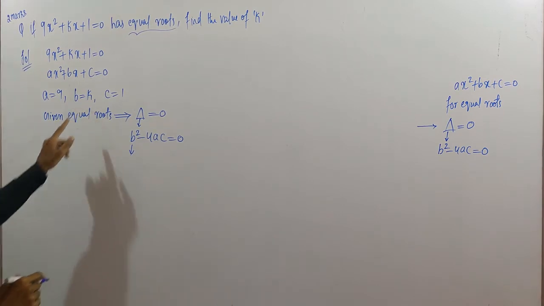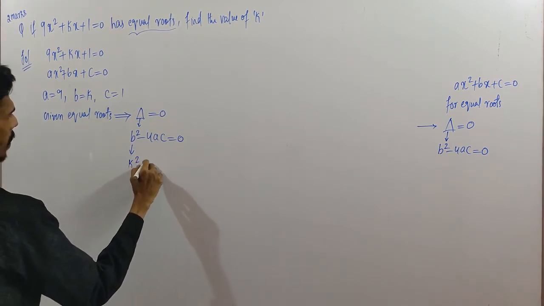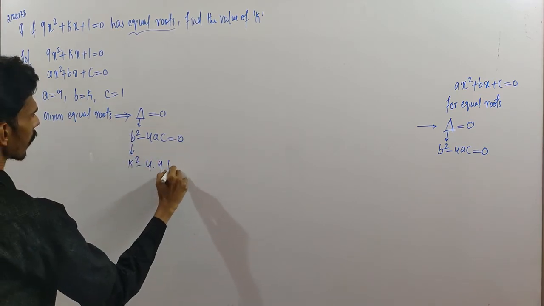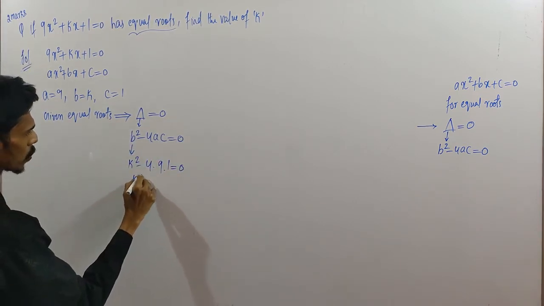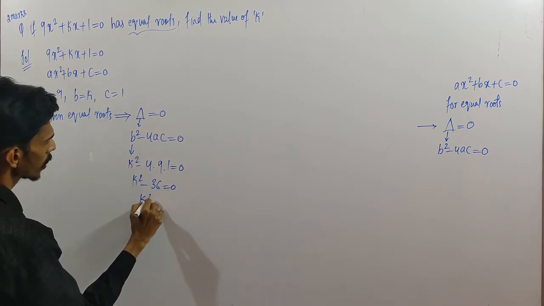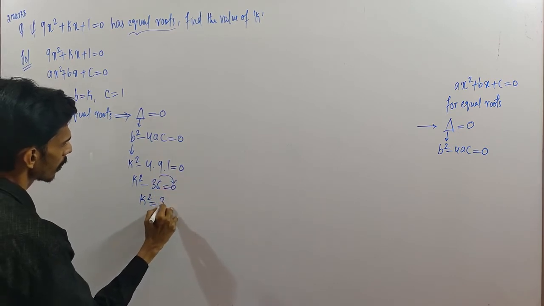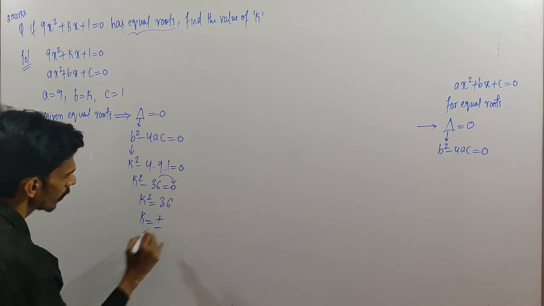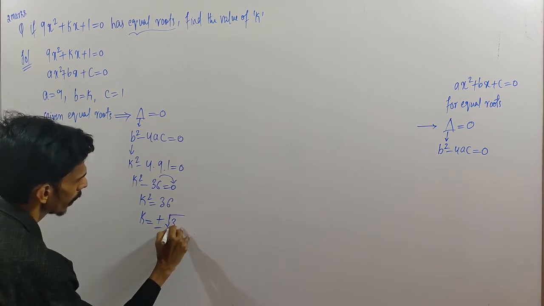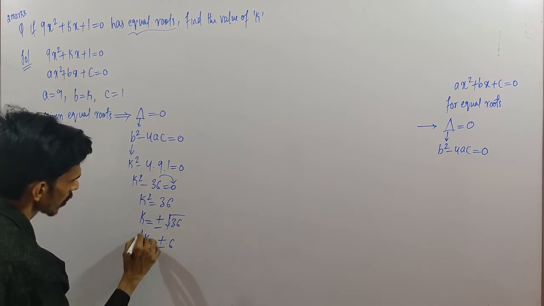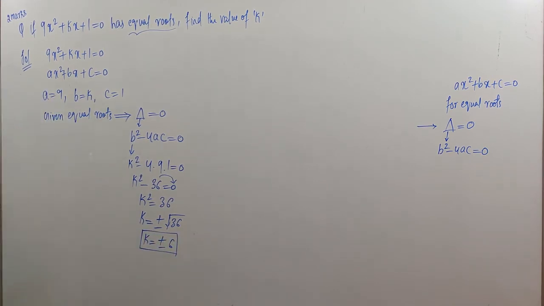The value of this discriminant is b square minus 4ac is equal to 0. So the value of b we have k square minus 4 into a value we have 9, c value is 1. Now we have k square minus 4 into 9 we have 36 is equal to 0. So k square value, send this here, it will become plus 36. Send this square to that side, we will have plus minus root over 36. So we will get k value as plus minus 6. So we have k value as plus or minus 6.